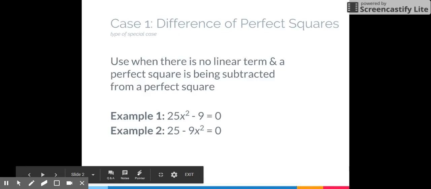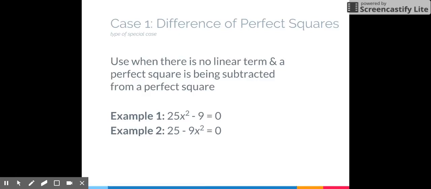So let's take a look at the difference of perfect squares. We use this method when there is no linear term for your quadratic, and it's a perfect square being subtracted from a perfect square. So for instance, we have 25x squared minus 9.